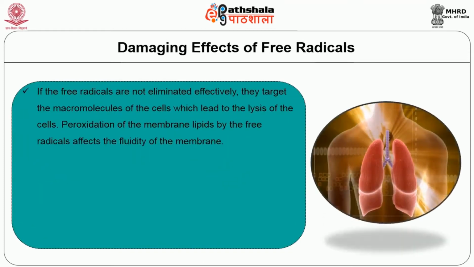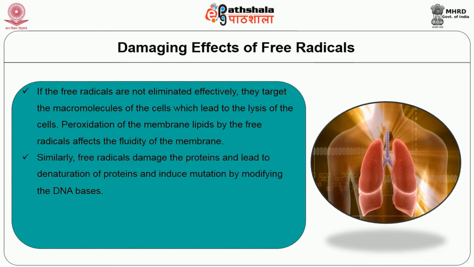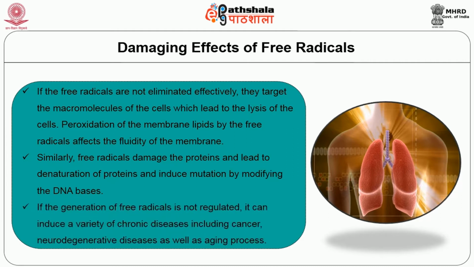If the free radicals are not eliminated effectively, they target the macromolecules of the cell, which leads to the lysis of the cells. Peroxidation of the membrane lipids by the free radicals affects the fluidity of the membrane. Similarly, free radicals damage the proteins and lead to denaturation of proteins, and induce mutation by modifying the DNA bases. If the generation of free radicals is not regulated, it can induce a variety of chronic diseases including cancer, neurodegenerative disease, as well as the aging process.